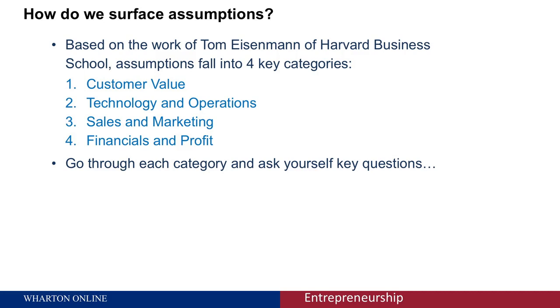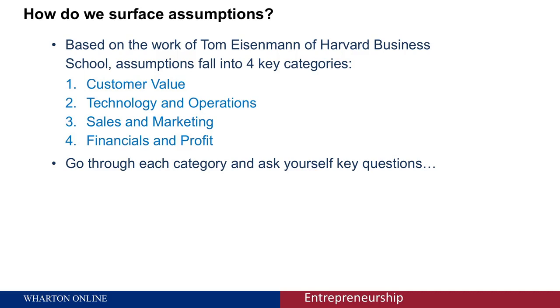So I'm going to give you one method based on the work of Tom Eisenmann of Harvard Business School, who grouped assumptions into 4 different categories. And I'm using a slightly different version of this, but the basic idea is the same. So the 4 categories are customer value. How are you delivering value to customers? How are the customers going to know that value is being delivered? How are you going to deal with competition?